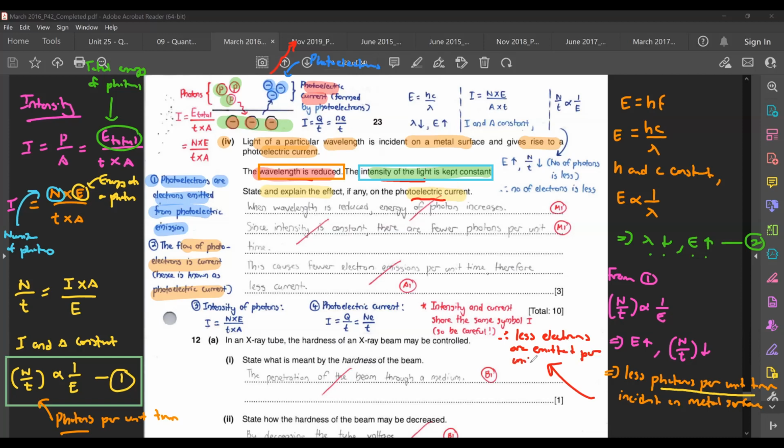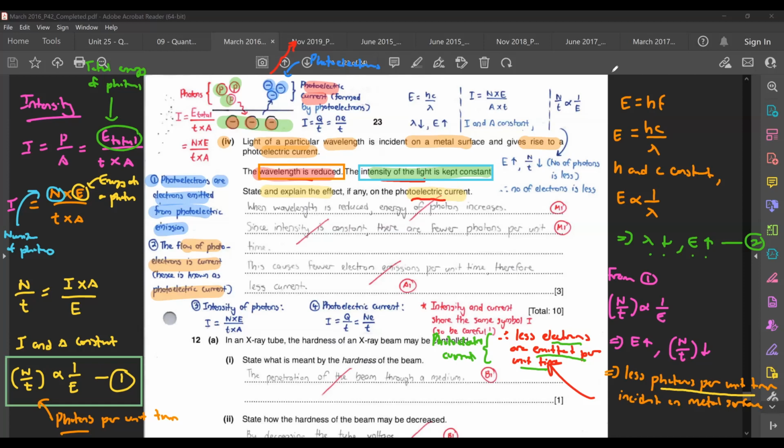per unit time. And when you're talking about electrons emitted per unit time, this is referring to your photoelectric current. Because just now I told you that photoelectric current refers to the flow of your photoelectric electrons, or your photoelectrons. So fewer electrons emitted per unit time, less photoelectric current.